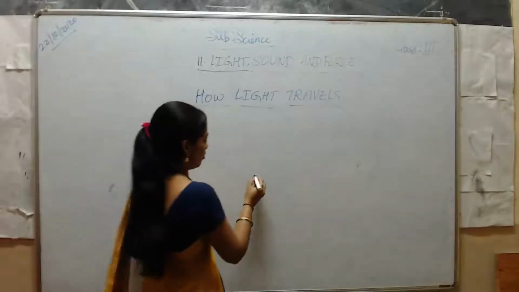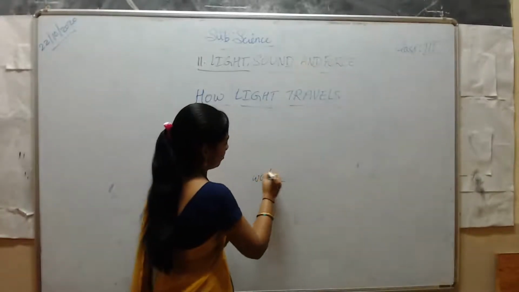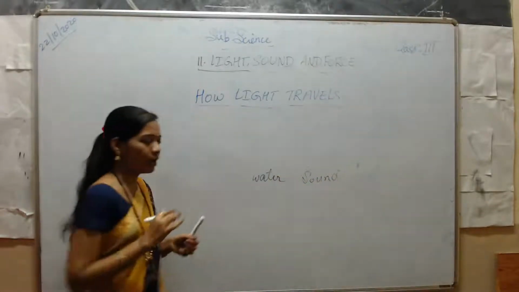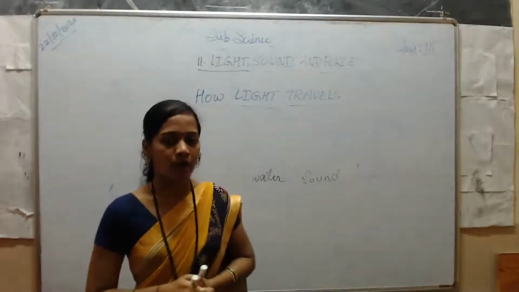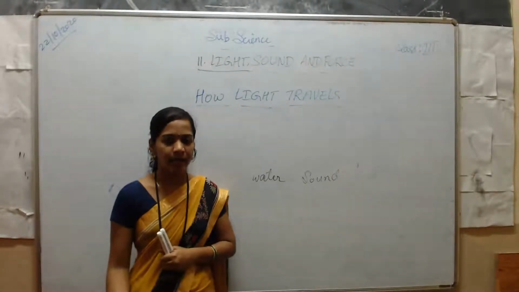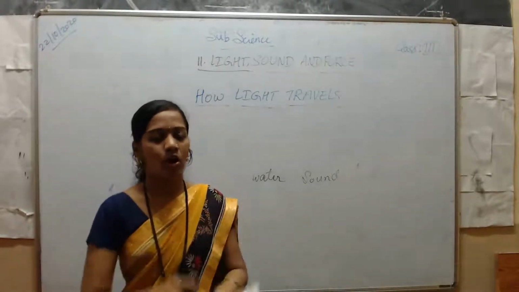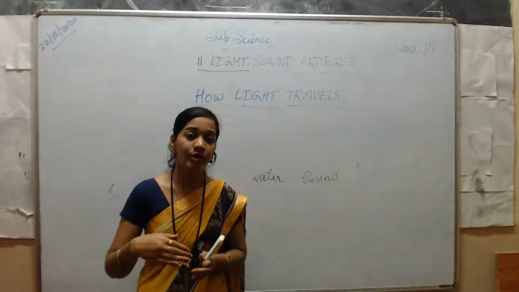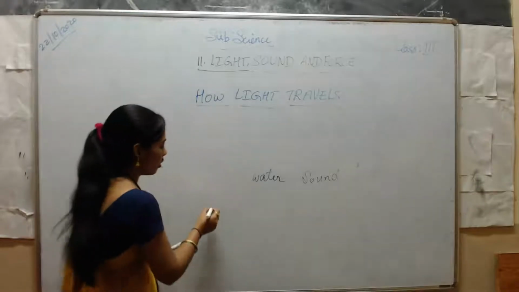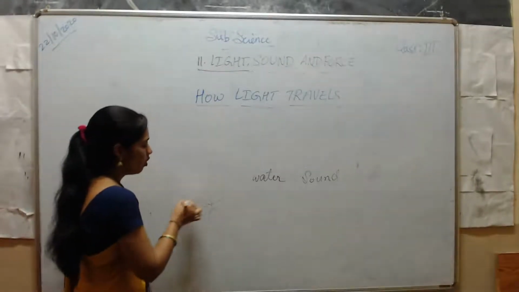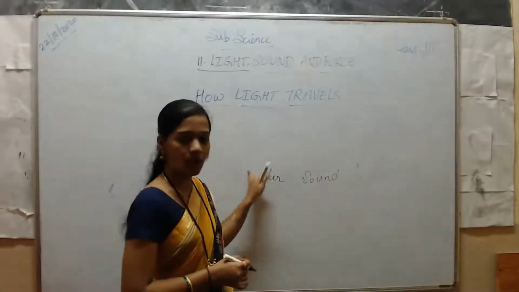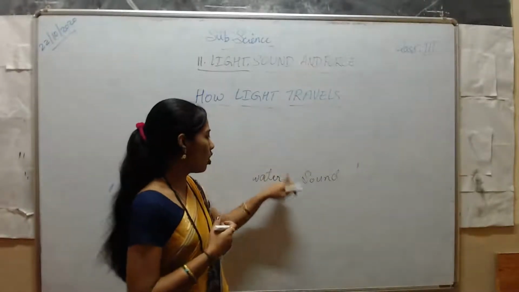All of you know that water is there, and also sound. So, tell me students, water is there, no? When you pour water on the ground, it will flow in all directions, right? It will not go in one single line, or in a zigzag line. When you pour the water, it will flow in all directions on the ground. Water travels in all directions.